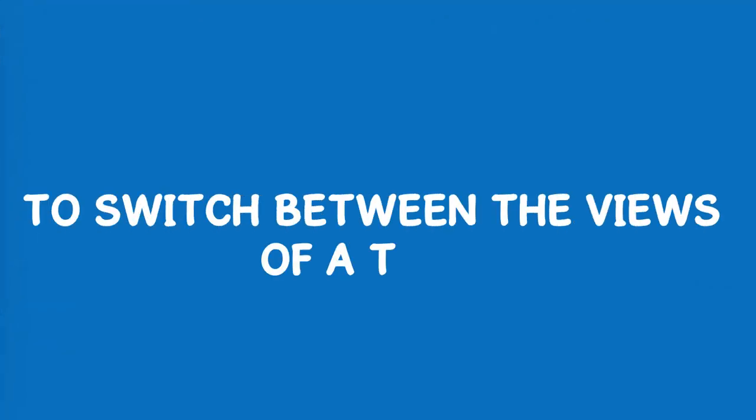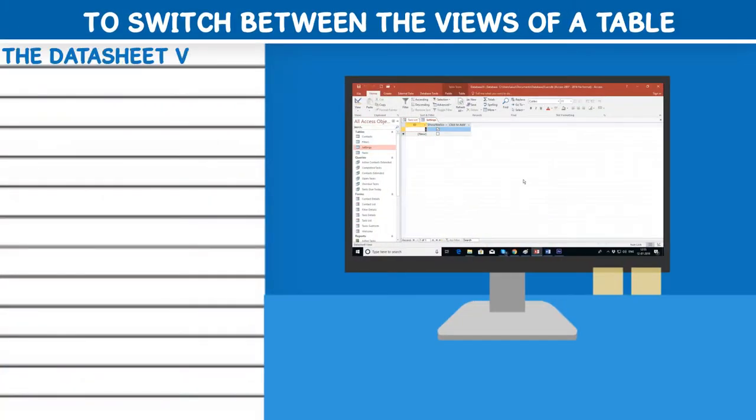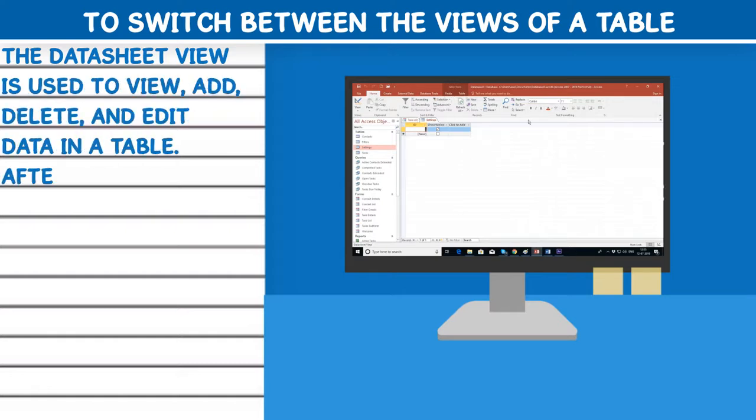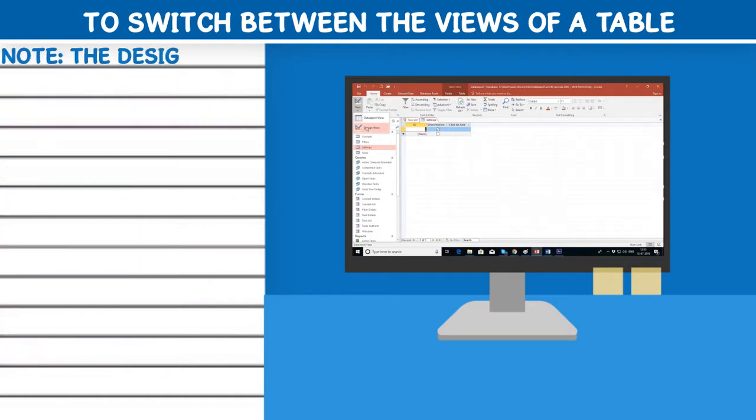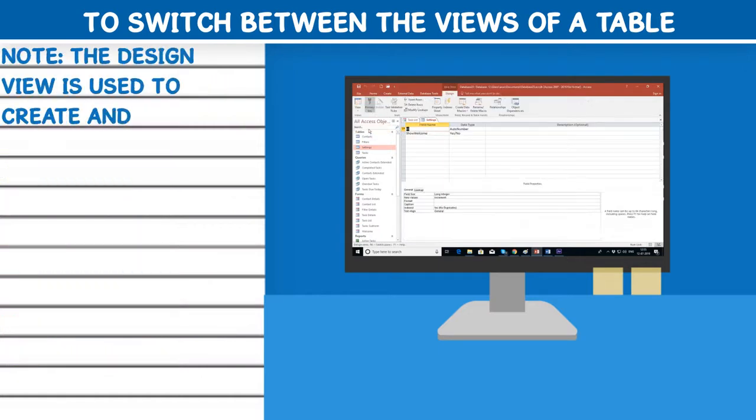To switch between the views of a table: the Datasheet view is used to view, add, delete, and edit data in a table. After a table is opened, one can easily switch between the two views by clicking the View group on the Design tab. Note, the Design view is used to create and modify the structure of a table.